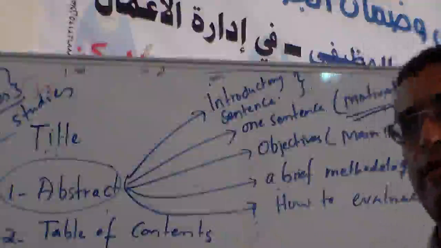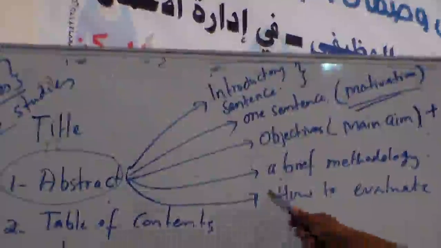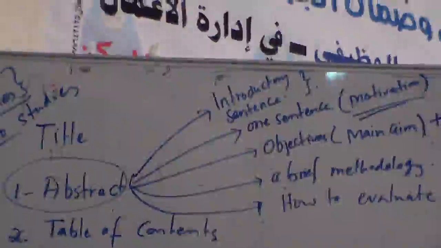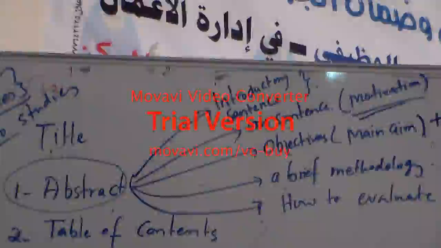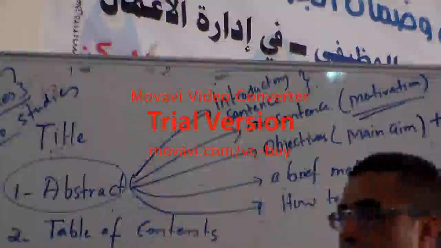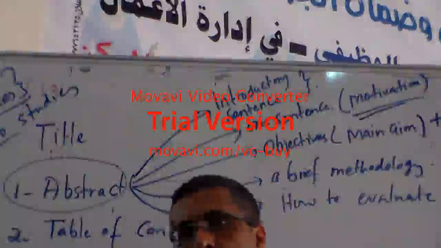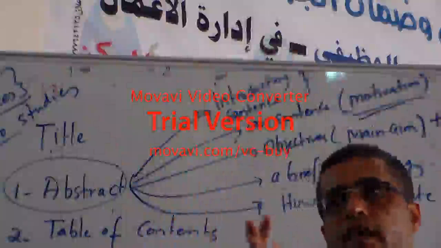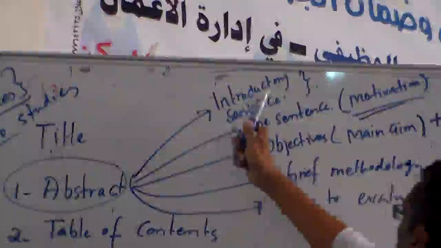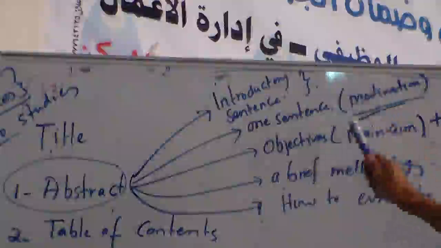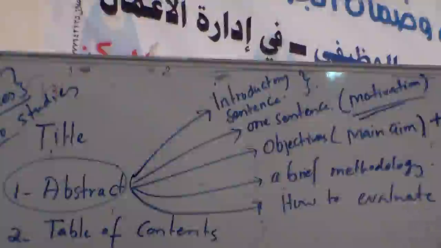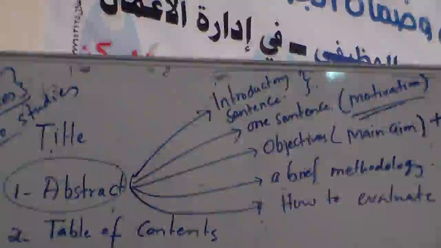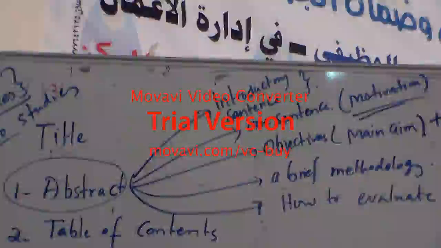Of course, your abstract will be changed so many times until you finish your study, because your abstract is a reflection of the contents of your work. As we said in the beginning, abstract is a very small shot. It's a very small picture that summarizes everything about your research. You see, introductory, motivation, objectives, aim, methodology, and evaluation. Everything, but in a very concise and summarized way. Okay?